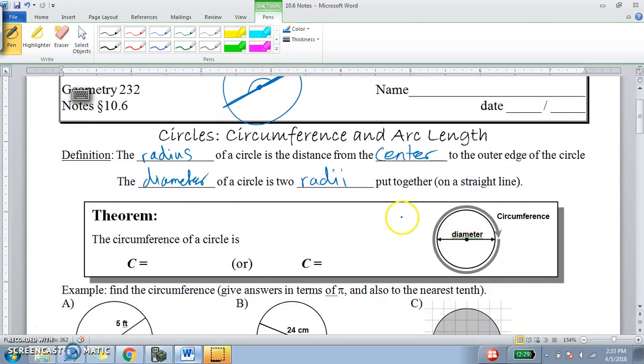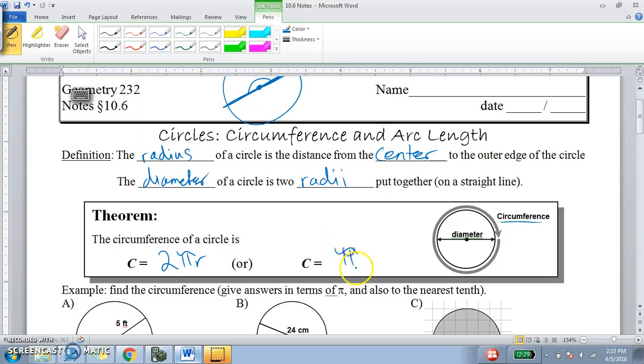The circumference of a circle, you've probably heard that word before as well. So the circumference of a circle is the distance all the way around the circle. So the length all the way around the circle. You can think of it as the perimeter of a circle. So there's two formulas that we can use for it. Most common one is 2 pi r. You're going to want to remember that one. That's a big one that comes up a lot. So circumference of a circle is 2 pi r.